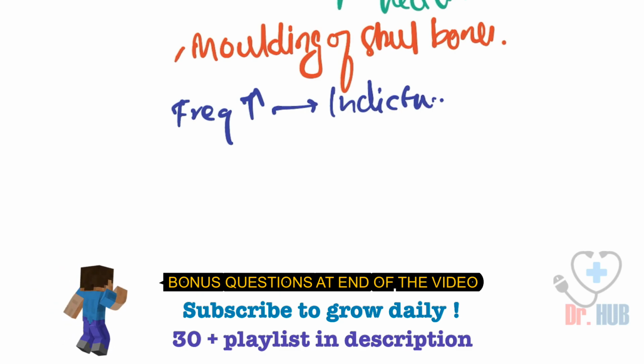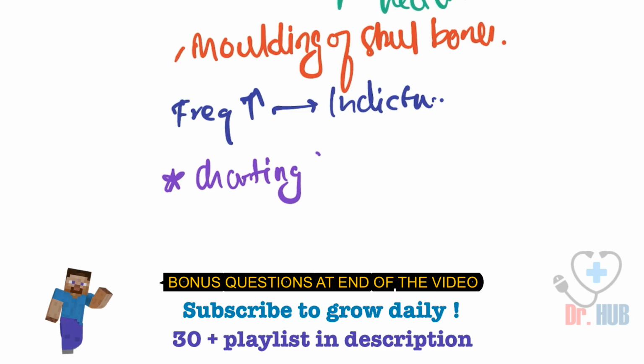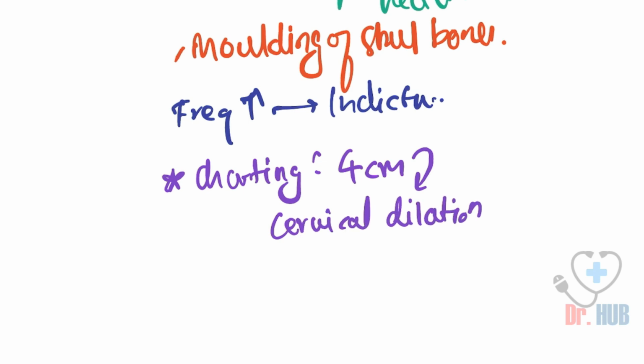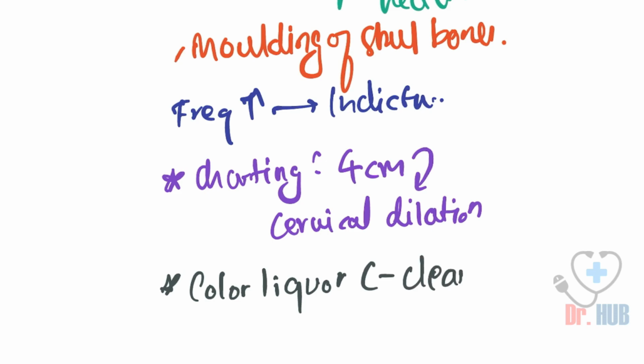Next, when does the charting start? The charting starts at 4 centimeters of cervical dilation. And what about the color of the liquor? The color of the liquor is mentioned as C. C means it is clear. B is for blood stained. And then we have M. M, as we know, is nothing but the meconium. So just to write it down, M is for meconium.